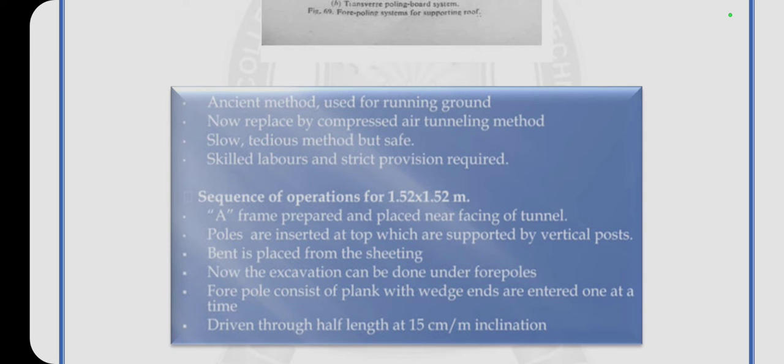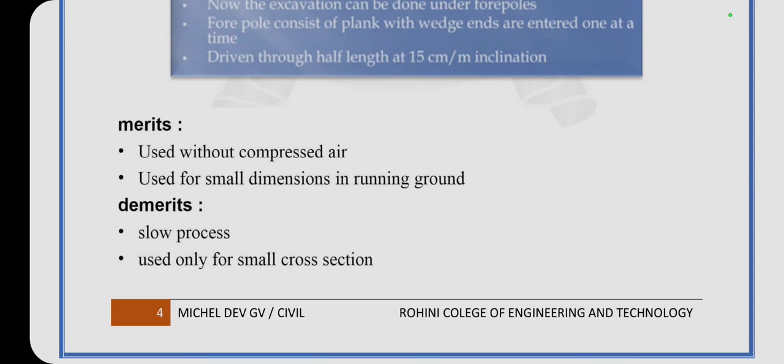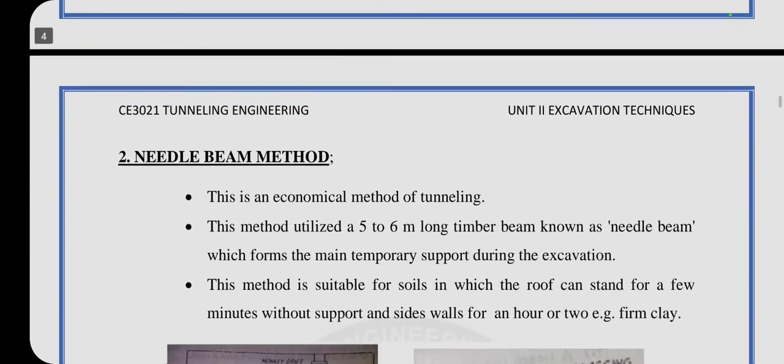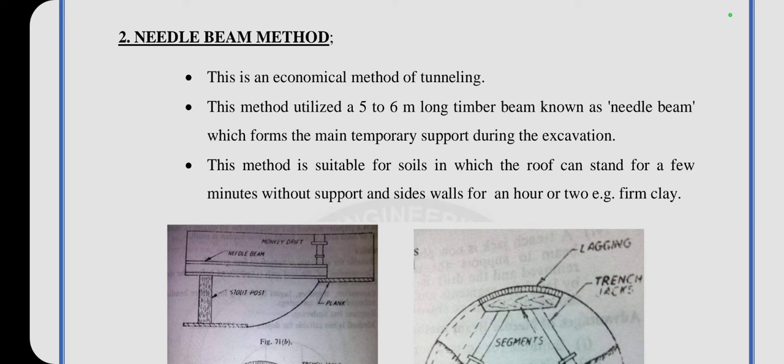The poles are inserted at the top, which are supported by a vertical post. Now the excavation can be done with four poles, each with a half length of 40 cm and with inclination. Merits: it can be used with compressed air, and is used for small dimensions in running ground. Demerits: it is a slow process, used only for small cross sections.